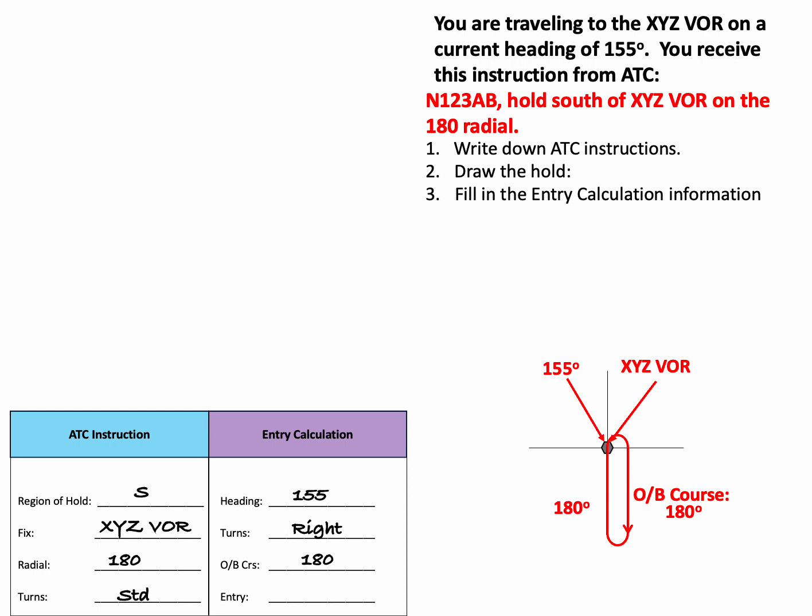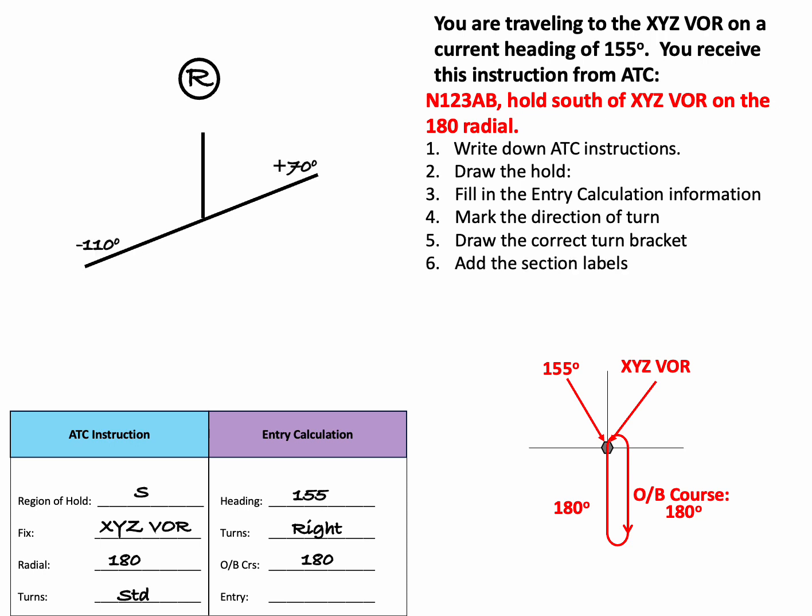Starting with the direction of the turn, right or left, draw the hold entry bracket and add the labels for the sections. Plus 70 degrees for teardrop, and a 2, meaning teardrop is the second priority, then minus 110 degrees for parallel, and a 3, meaning parallel is the third priority. Then label the direct section with a 1, meaning direct is the first priority. Then write the heading below the R for the right turns.